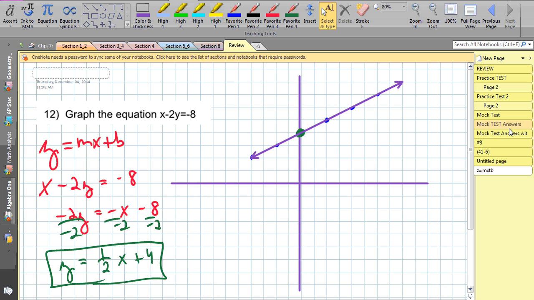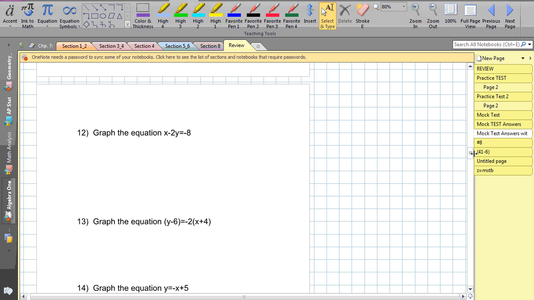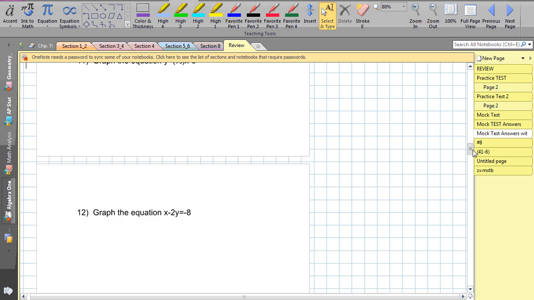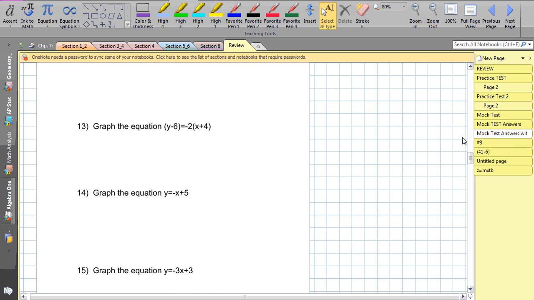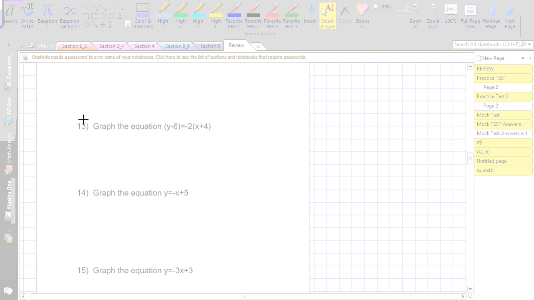Let's do another one. Another one is going to look like what? That is going to be number 13. Well, 13, it is in a different form.